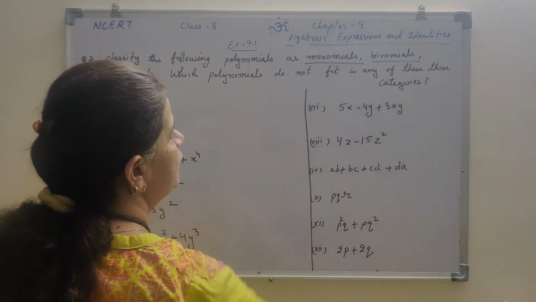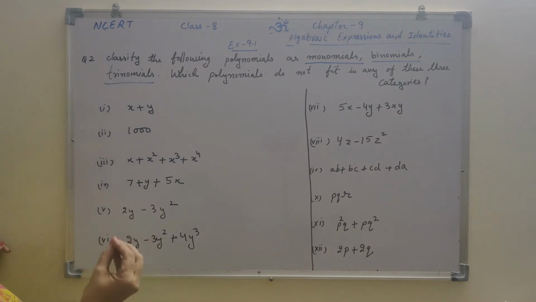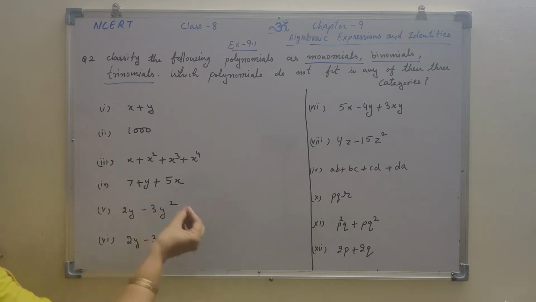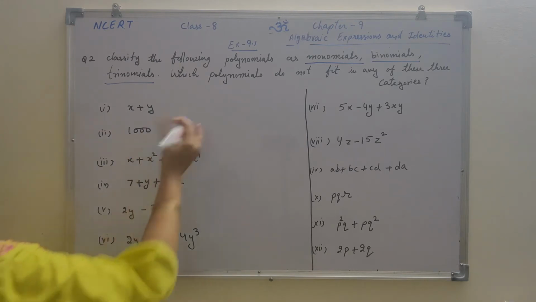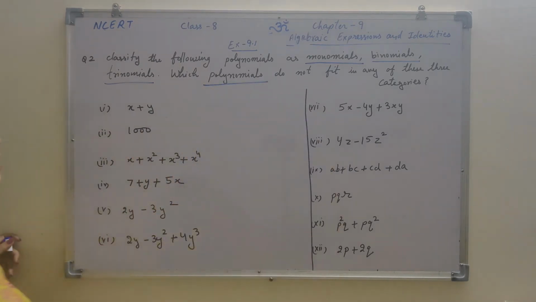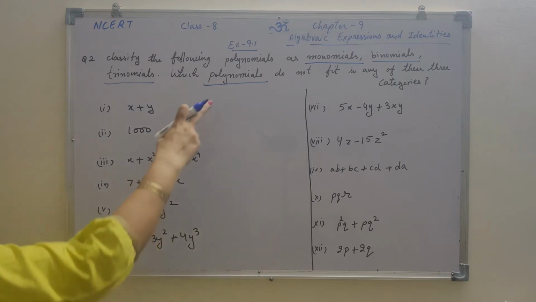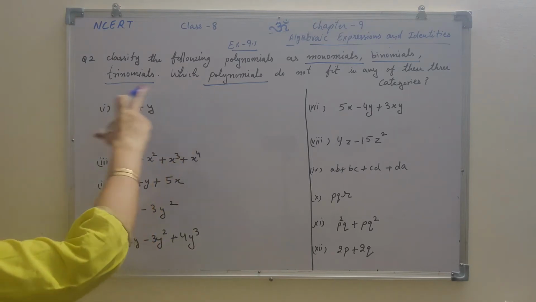If there are more than three terms, then we write down that they do not fit in this category, like monomial, binomial and trinomial, because they are generally called polynomial. Okay, so polynomials are the expressions which have more than three terms, right? So they ask you which are monomial, binomial, trinomial.